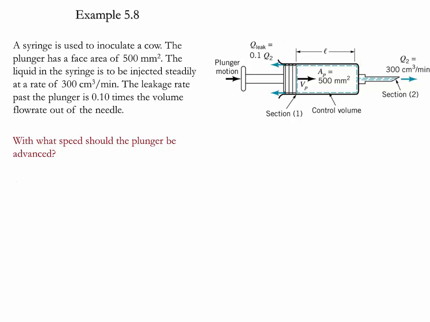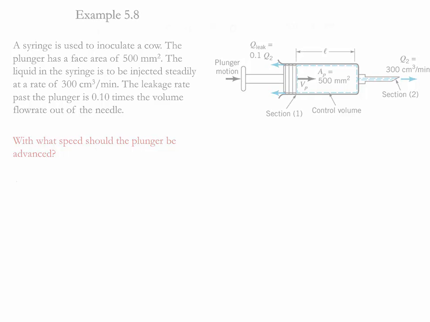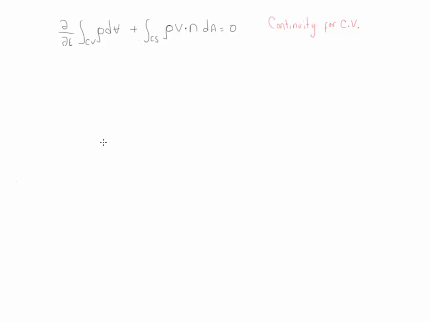In order to evaluate this type of deformable control volume, we will use similar steps as the ones used in an unsteady case. So we start the analysis with the continuity equation for the control volume, which is the Reynolds transport theorem for mass conservation. Since this is a deformable control volume, this term cannot be neglected, and then we can simplify this term as the summation of the mass flow rates at each one of the control surfaces.